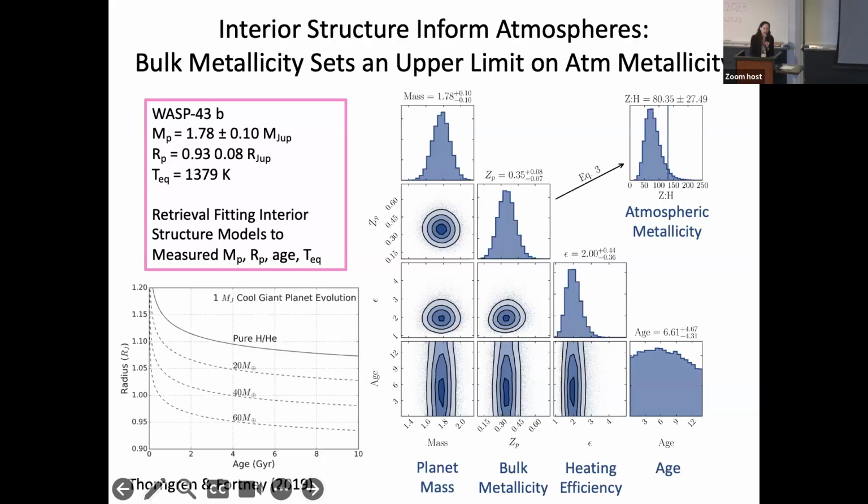And so in this case, the bulk metallicity of the planet retrieved from fitting the mass and radius actually provides an upper limit on the expected atmospheric metallicity. The metallicity of the planet can't increase as you go out to the atmosphere, otherwise you could get an unstable density distribution. And so they're able to place an upper limit on the atmospheric metallicity that could potentially inform any atmospheric retrievals, which could be helpful, especially in cases where clouds introduce additional degeneracies.